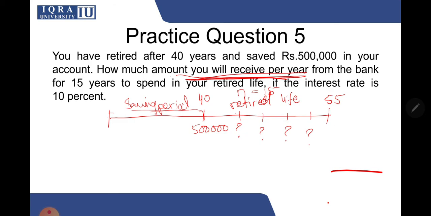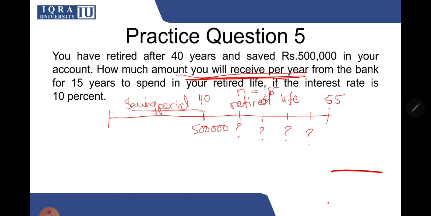Okay, and another mistake usually students make is that they use N as 55. You're not supposed to use N as 55. Look at how many payments there will be. There will be 15 payments, so your N will be 15. Yes, after 15 years he will be 55 years old, but that is not the number of payments that he will receive. So in your annuity formula, the N always represents the number of equal payments that there will be.